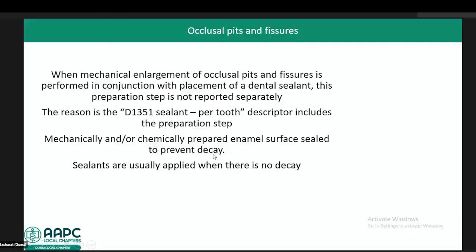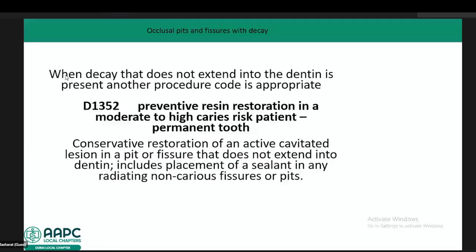So the sealant code also supports this, because the patient is not having any caries, right? They're just putting sealants in the fissures. So you can assign this code D1351. When decay that does not extend into dentine is present, another procedure code is appropriate. So we have, again, the preventive resin restoration D1352.